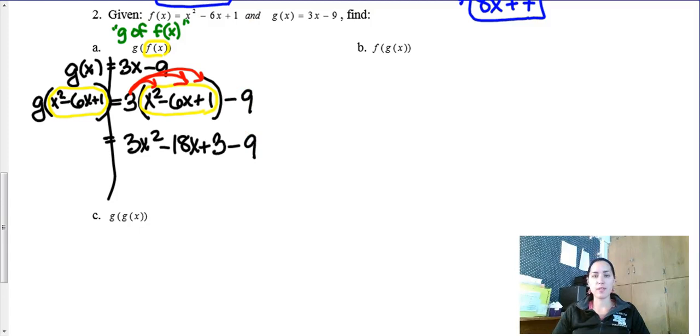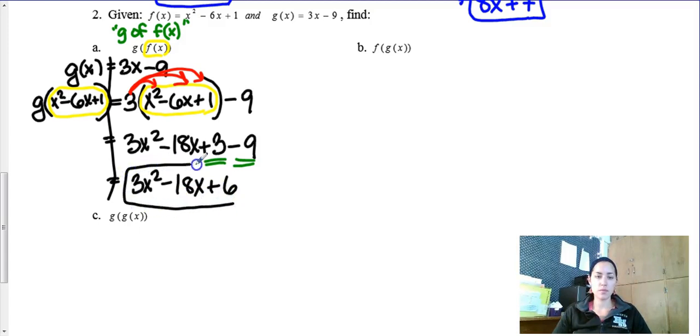And then my final step, combine like terms. Do you see any? Let's see. Nothing else like x squared. Minus 18x. Nothing else that has x by itself. But I do see plus 3 and minus 9 that I can combine. So my final answer will be 3x squared minus 18x plus 6. And I'm done.